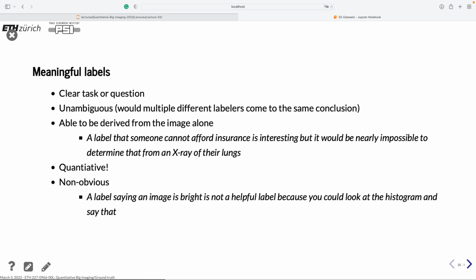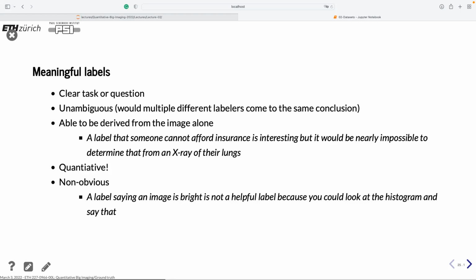Then, of course, meaningful labels. As before, I just said labeled data. They should be very clear on what they label. The worst thing is if you say something very fuzzy, like healthy-ish. That's not a good label. It must be unambiguous so that different people can actually identify that this is what you're saying it is.